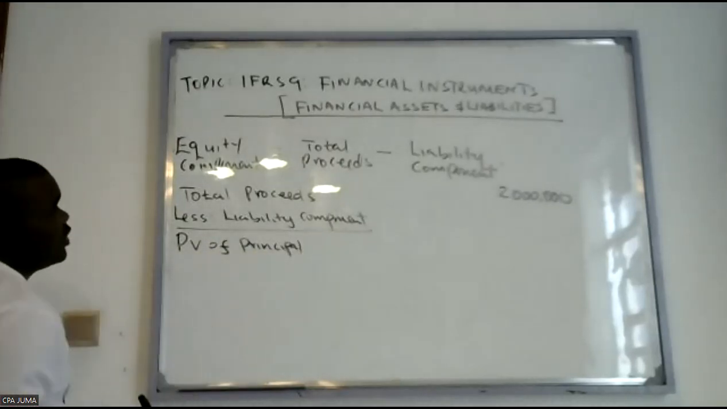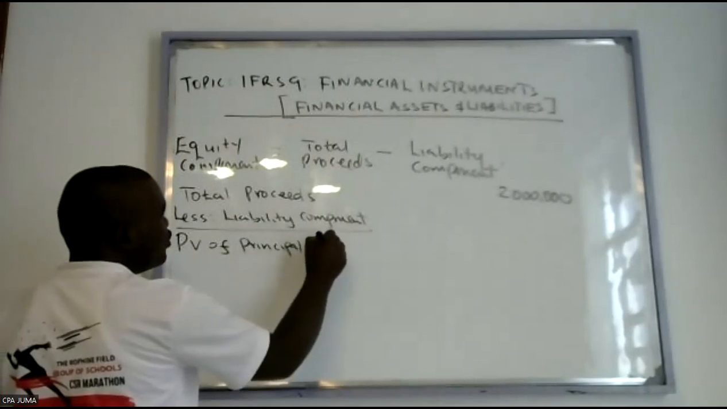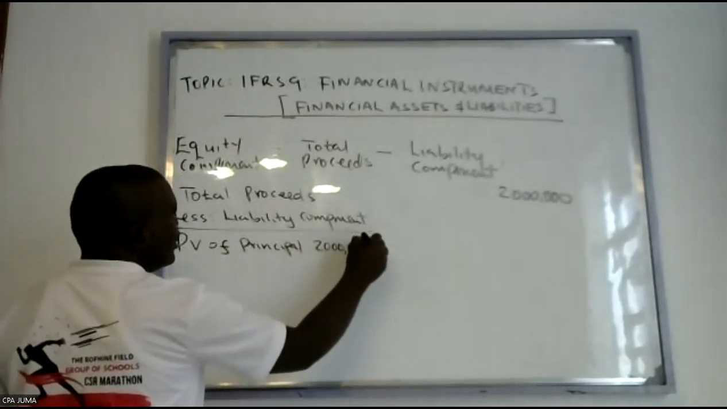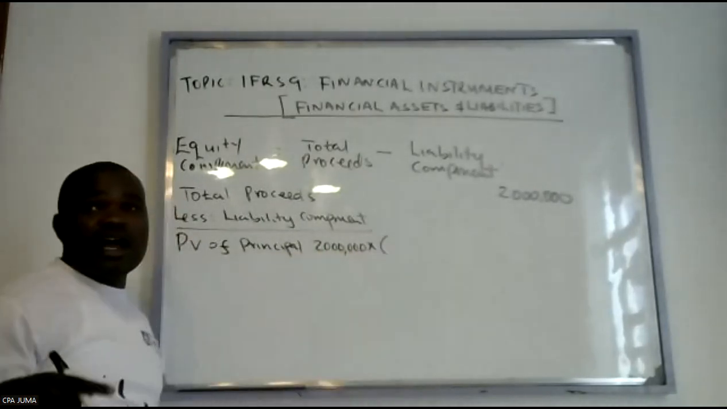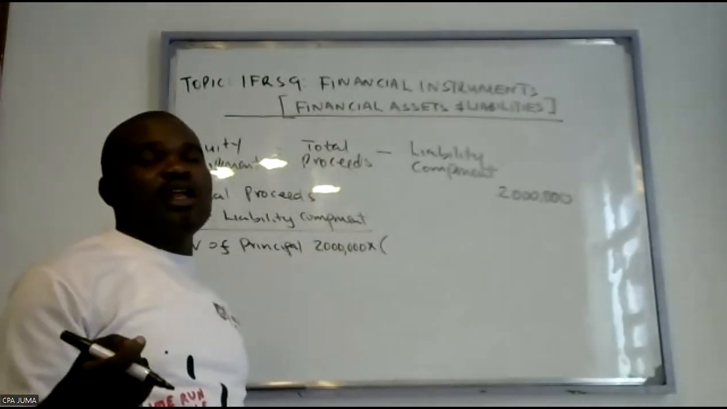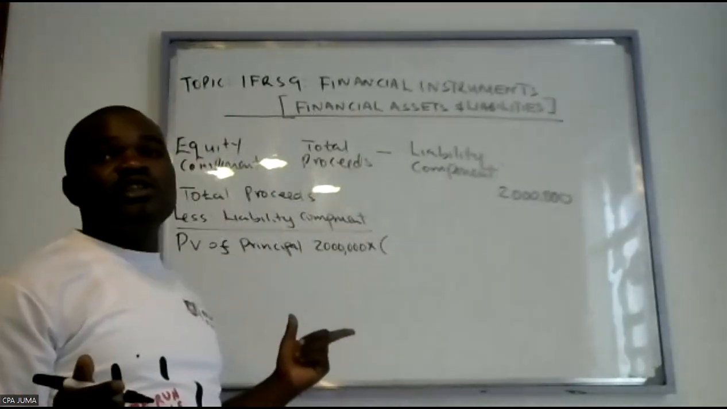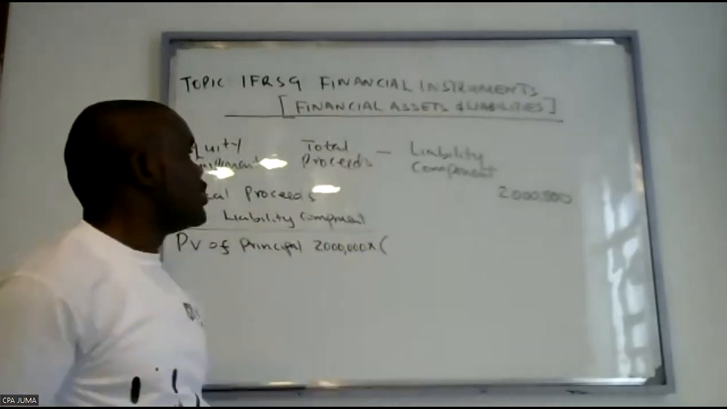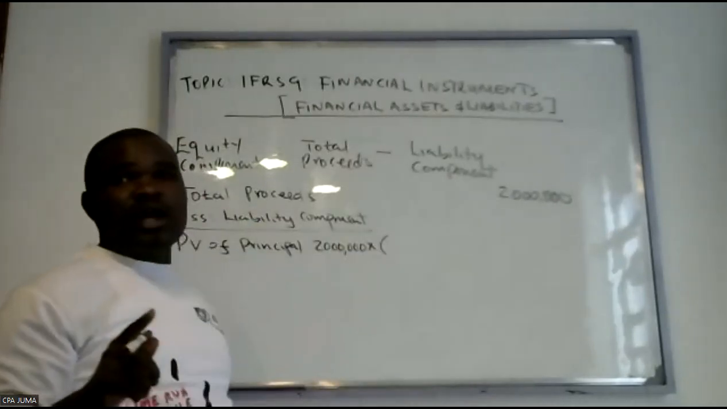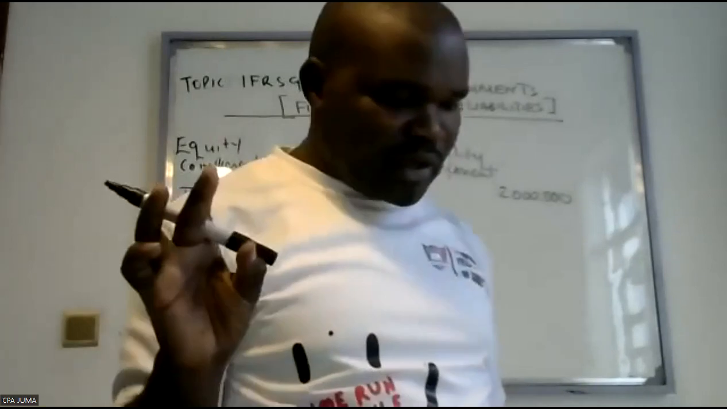So the principal, you will say here 2 million times 1 plus R raised to negative n. That is how we discount non-annuities because it's a lump sum. So the cost of capital which is used, please get this.